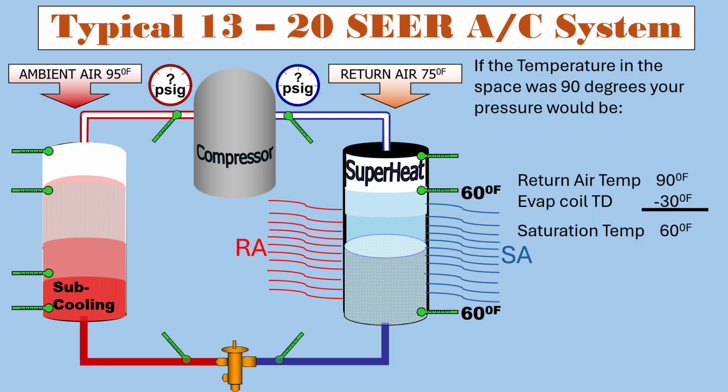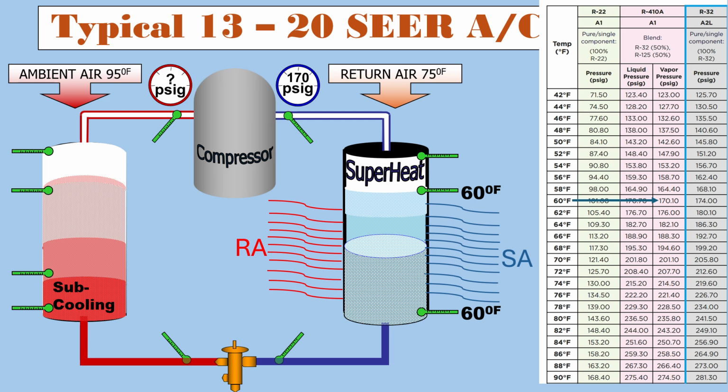So if we change that up, if the temperature in the space was 90 degrees, your pressure would be... return air temp is 90 degrees, the evaporator coil design temperature differential is 30 degrees, so our saturation temperature is 60 degrees. And again, we would go back to our PT chart, and a saturation temperature of 60 degrees would be 170 psig. So you see that we still have that 30 degree differential across the line as long as we have the correct airflow.